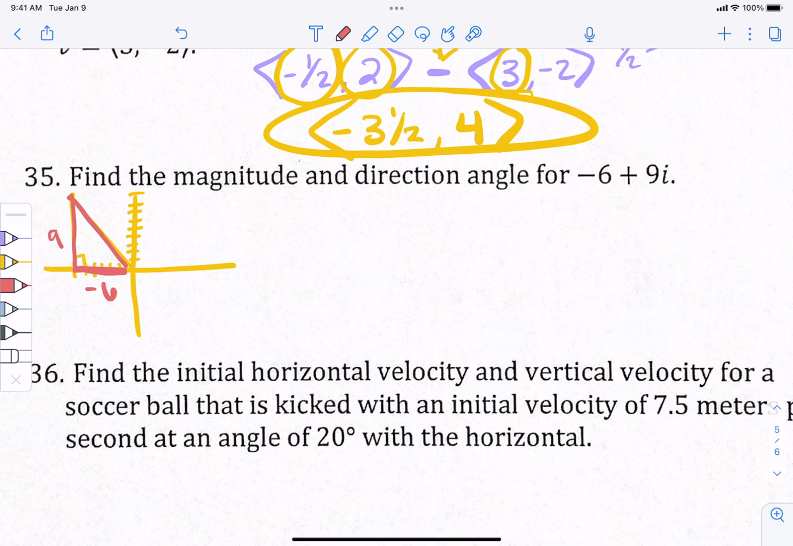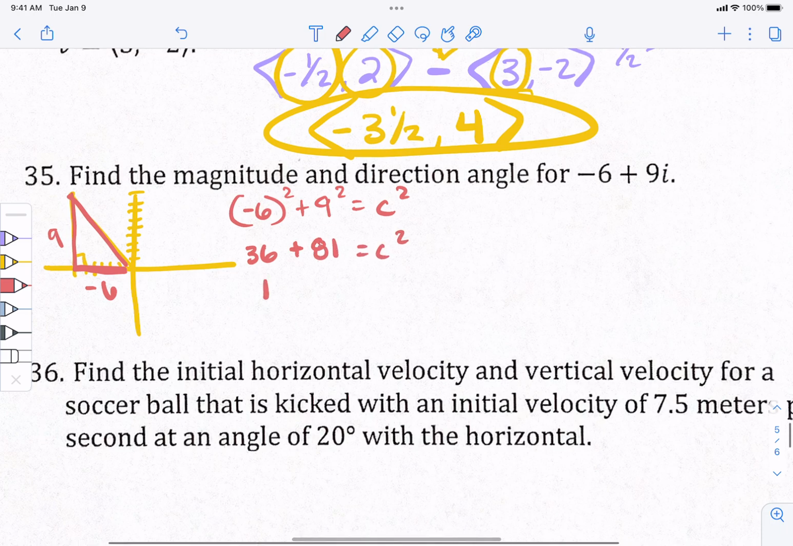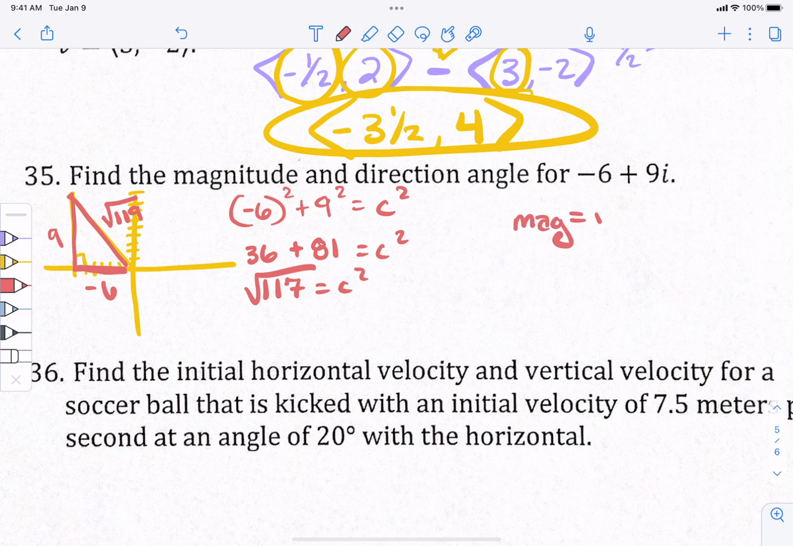To find the magnitude, I have to do a squared plus b squared equals c squared, so negative 6 squared plus 9 squared equals c squared. Negative 6 squared is still 36, positive. Anytime you have a negative, it turns into a positive when you square it. Plus 81 equals c squared. 36 and 81 is 117. And then I take the square root. The square root of 117 does not come out nicely, so we're going to leave it. So the magnitude, or the r, is the square root of 117, and then we just have to find the direction, or our angle theta.